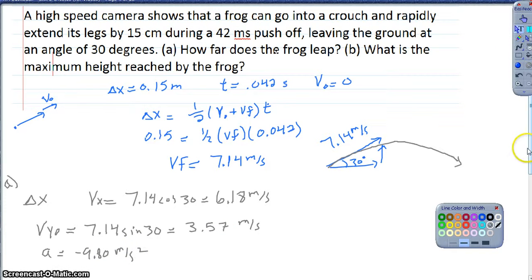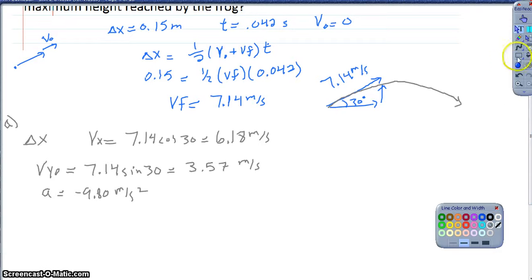The key here is you could break it up at one of two places. You could break it up at the top of the path, where the final velocity would be 0, or at the very end of the path, where the final velocity would be negative 3.57 meters per second. That's because the vertical velocity when he reaches the same height has the same magnitude, but the opposite direction.